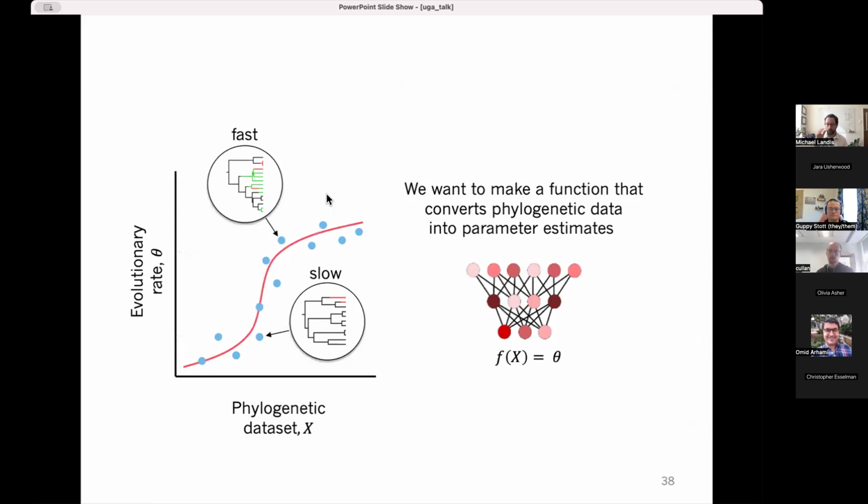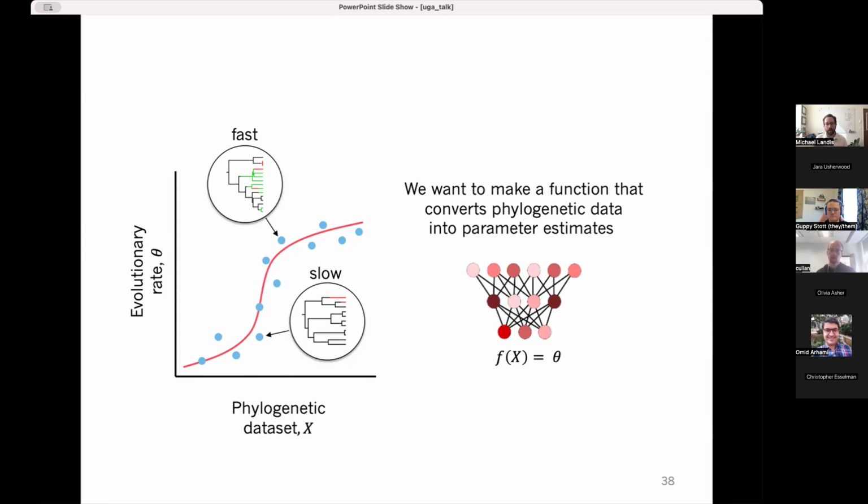Now, I'll give a few slides here on the basics of deep learning, but I won't get into too much depth. Essentially what we're trying to do is construct a function that allows us to take a phylogenetic data set as input and use it to predict something such as a set of evolutionary rates as output. And one nice thing about deep learning methods is they are capable of making predictions using nonlinear functional relationships.